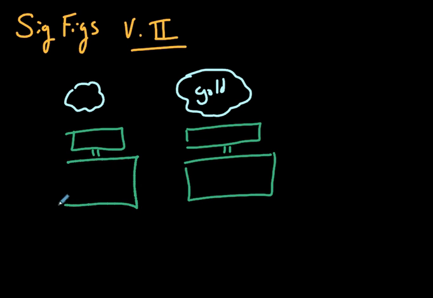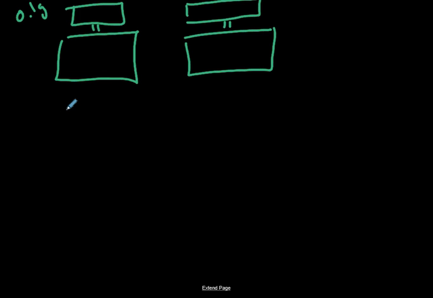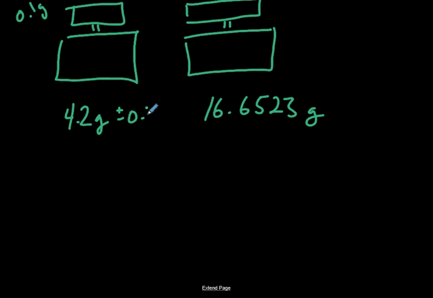metals or chemicals, and we have two different scales, one that goes to this and one that goes to that. This scale might cost $7,000 and this scale might cost a few hundred, but we want to know the total mass of A plus B. Let's say we got 4.2 grams off this scale and 16.6523 grams off this scale. This one has a tolerance of plus or minus 0.1, and this one has a tolerance of 0.0001.